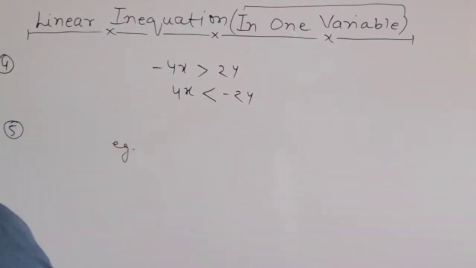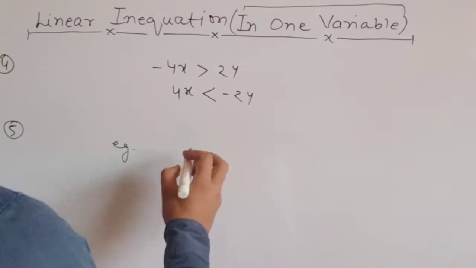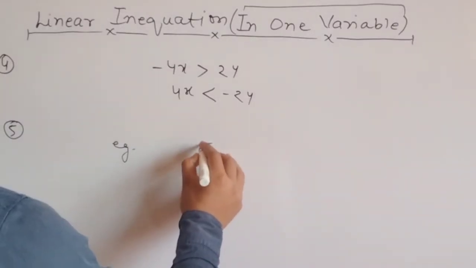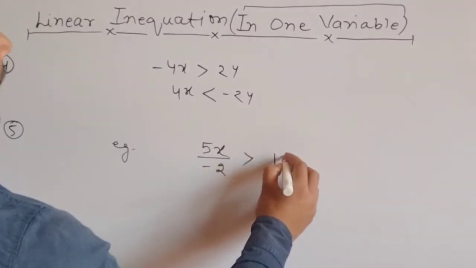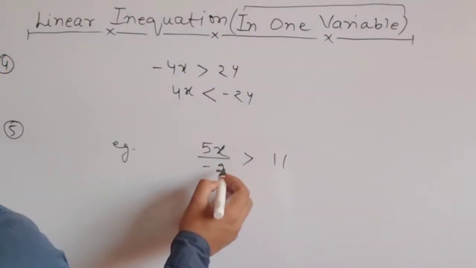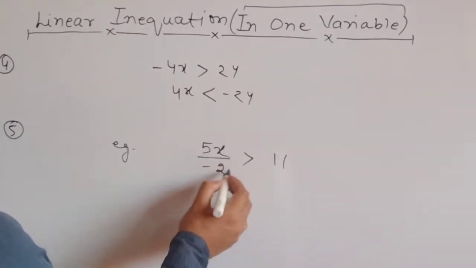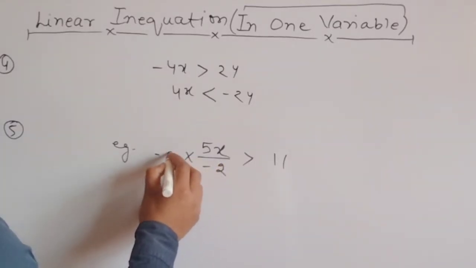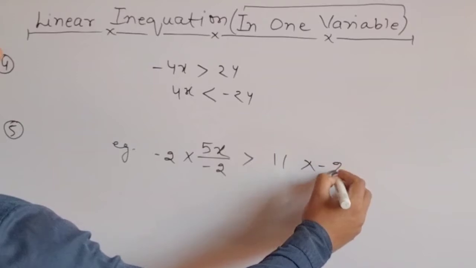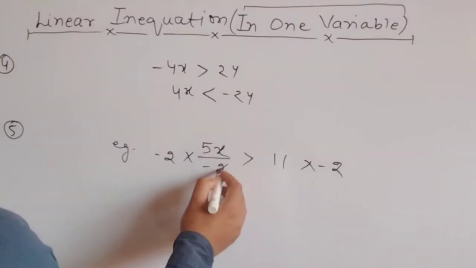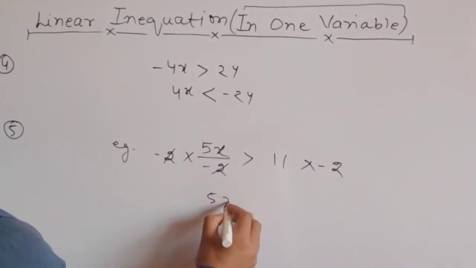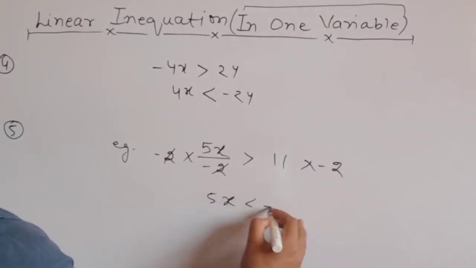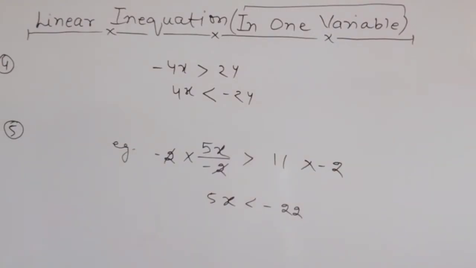Okay, for example, 5x minus 2 greater than 11. So if we want to eliminate minus 2, then we have to multiply by minus 2 on this side as well as on this side also. So minus 2 and minus 2 will be cancelled, but this will be our next step. Then my 5x will be less than minus 22. Okay, 5x less than minus 22.